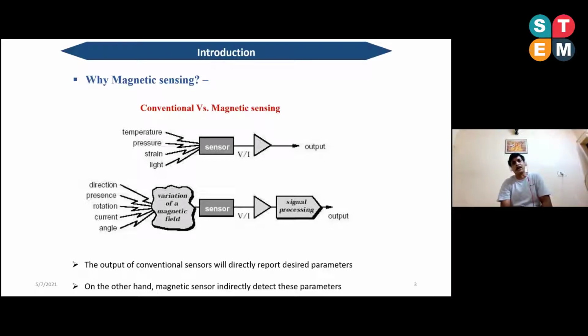So when we talk about magnetic sensing, if you look at conventional versus magnetic sensing, whenever you get a sensor, we sense temperature, pressure, strain or light, and then we get some analog output which is amplified and goes to the microcontroller. In the case of a magnetic sensor, which we use for direction, presence and rotation, the magnetic field variations caused by a disturbance are sensed by the sensor, which gives a certain output, and then signal processing follows.